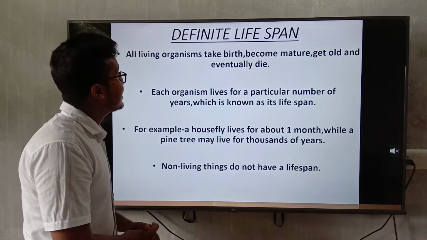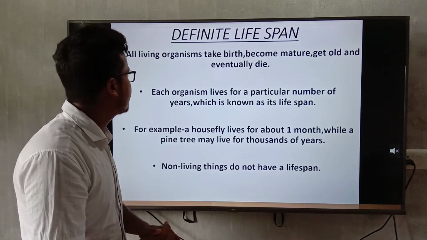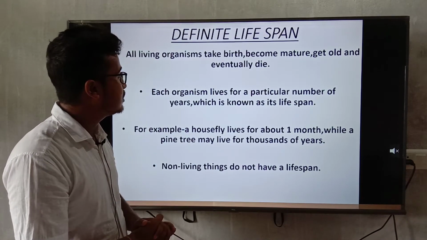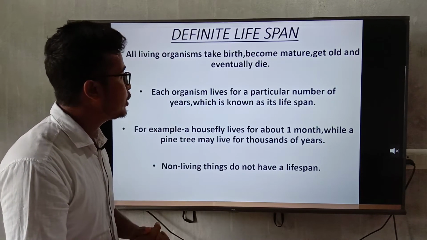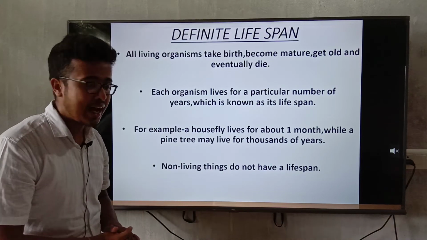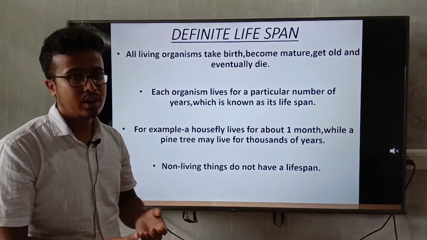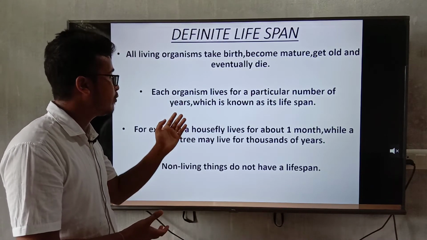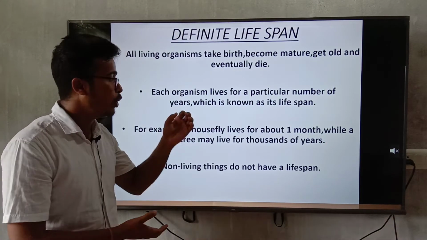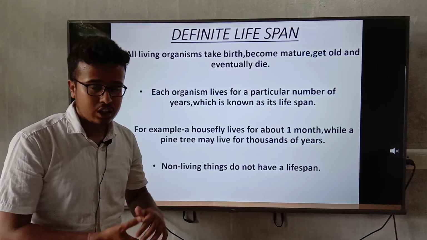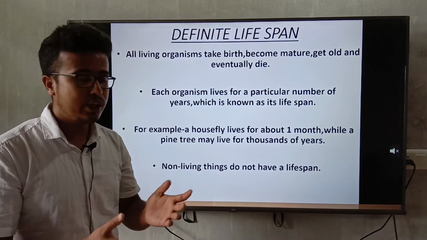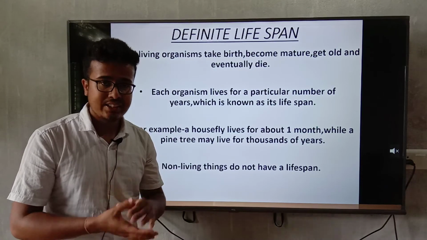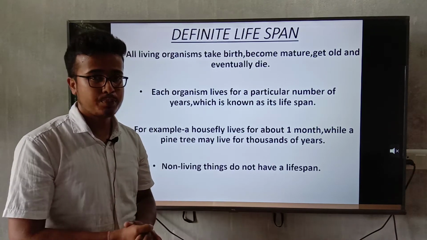Another characteristic is a definite lifespan. All living organisms take birth, become mature, get old and eventually die. At last, all living organisms die. So each organism lives for a particular number of years, which is known as lifespan. We already learned this. Living organisms live for a certain period of time, and that period is called their lifespan.